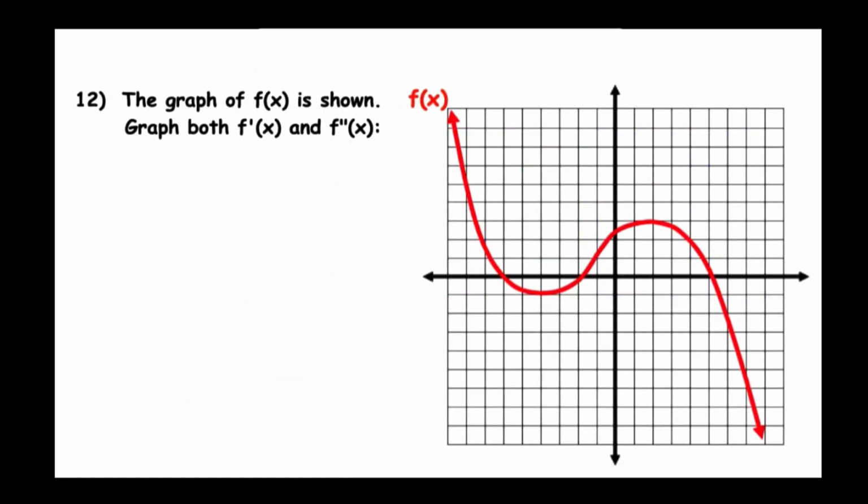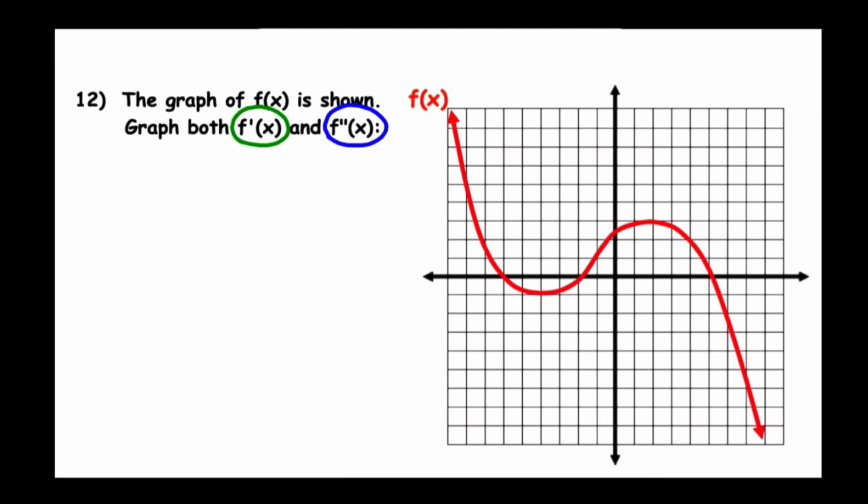Okay, I've given you a graph of f of x. You have to graph both the derivative and the second derivative. So I'm going to make the derivative green, the first derivative I should say, and then the second derivative I'll come back and make that blue. Now because there's no equation given to you, this is simply a sketch. You don't have to be perfect, but you do have to be reasonably close. So I'll show you what I mean by how reasonable you need to be.